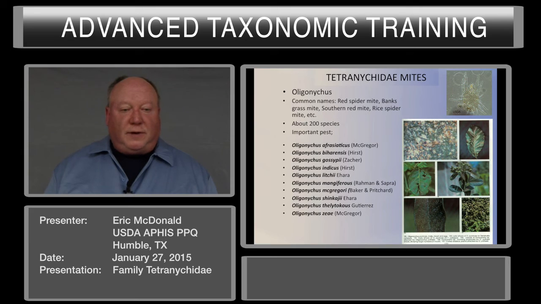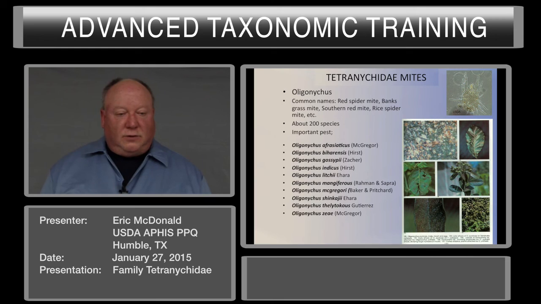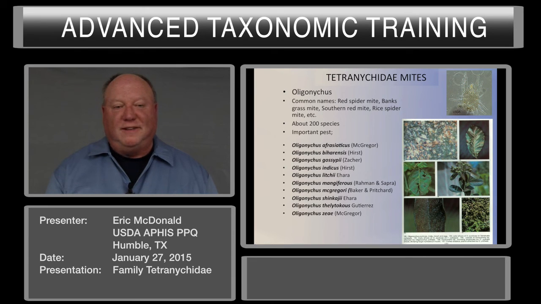A few of the important pest species currently not known to be in the U.S. include Oligonychus afrasiaticus, Oligonychus berrensis, Oligonychus gossypi, Oligonychus indicus, Oligonychus leachi, Oligonychus megiferus, and Oligonychus mcgregori, Oligonychus shinkaji, Oligonychus thelotocus, and Oligonychus zea. And there's more, but that's some of the more important ones.